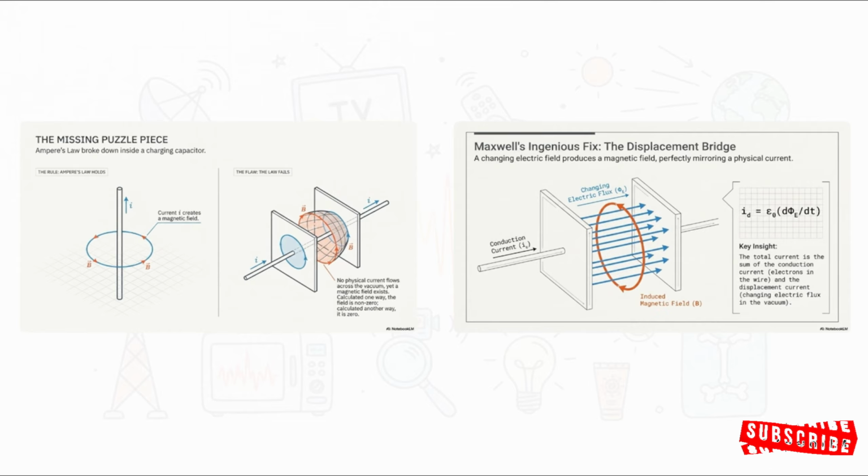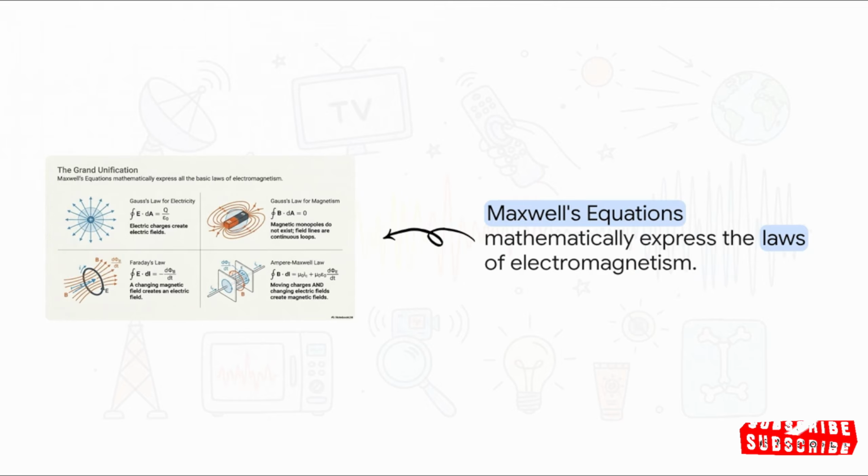Enter James Clerk Maxwell. He came along and introduced his ingenious displacement current, proving mathematically that a changing electric flux inside that vacuum produces a magnetic field that perfectly mirrors a physical current. This single, brilliant insight allowed for what we call the grand unification. Maxwell's equations mathematically express all the basic laws of electromagnetism. So the absolutely crucial point here is that moving charges and changing electric fields create magnetic fields. He essentially wove electricity and magnetism together into one continuous, inseparable fabric.